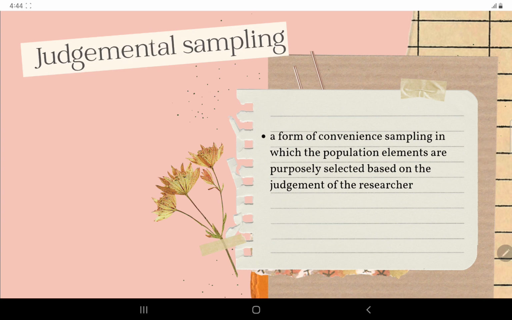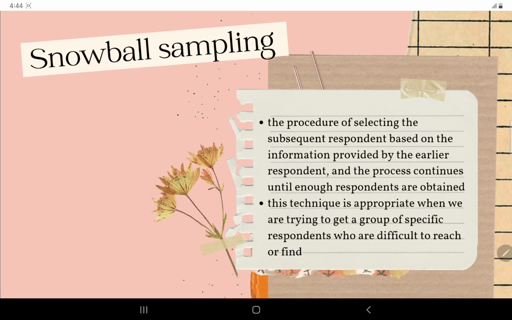Next, snowball sampling. Snowball sampling is a procedure of selecting respondents based on the information provided by earlier respondents. We have the first respondent, and then the first respondent tells us about the second respondent. So the second respondent we get from the first respondent who tells us.